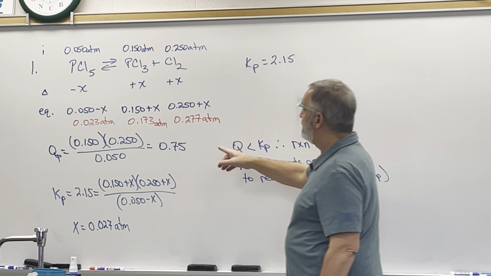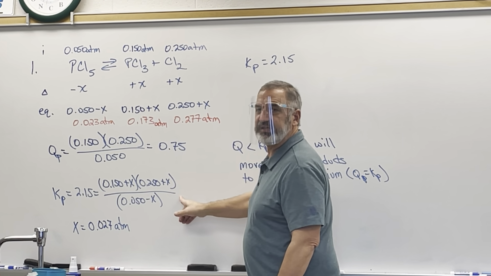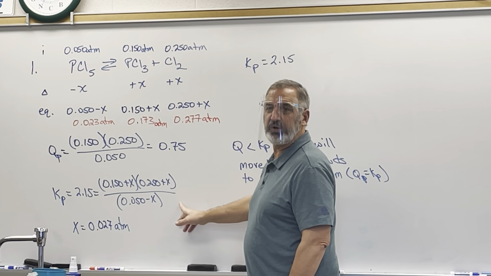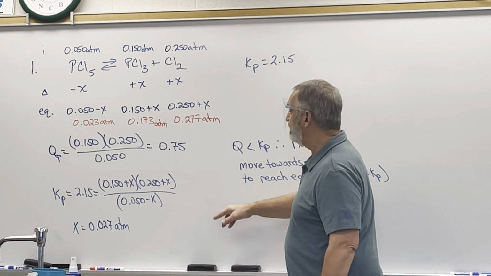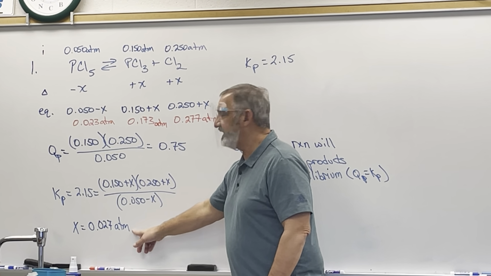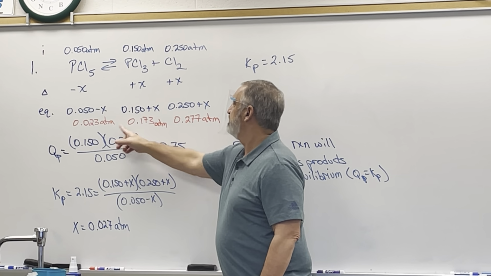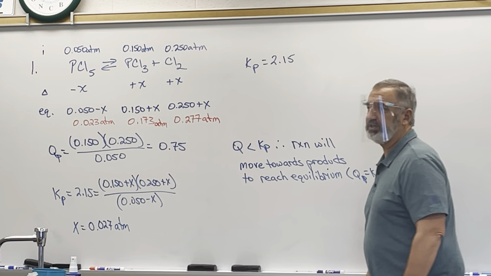Now again, this is as far as you will have to go to get it set up. You will never have to do a quadratic equation on my test or on the AP test, okay? But if you do plug it in, you can find that X is 0.2027. These would be your equilibrium concentrations.